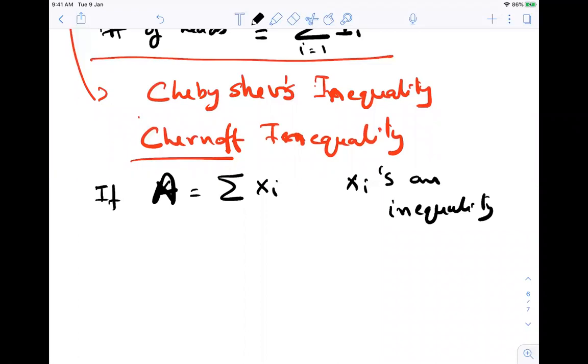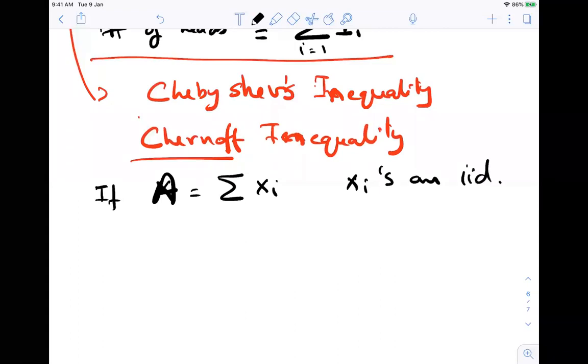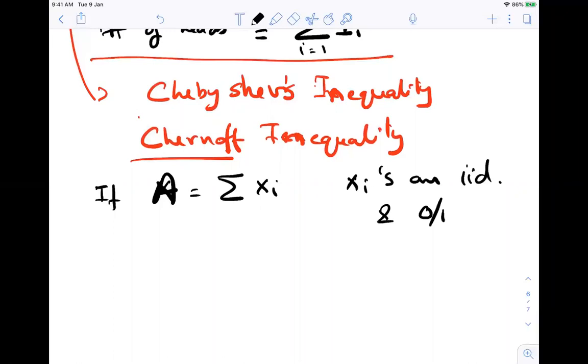Actually, for the heck of it, let's just make this one Ii, and say 0, 1 random variables. You don't need them to be exactly 0, 1. There are other non-trivial ones, I will talk about it just now. But let me just write it here.